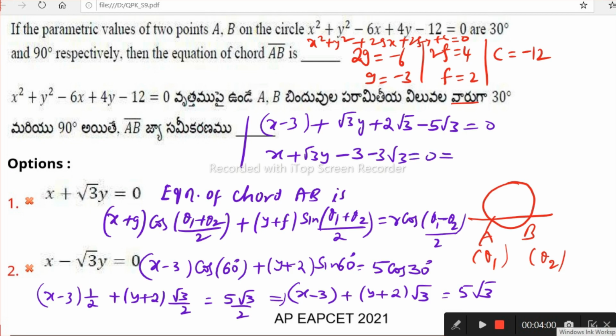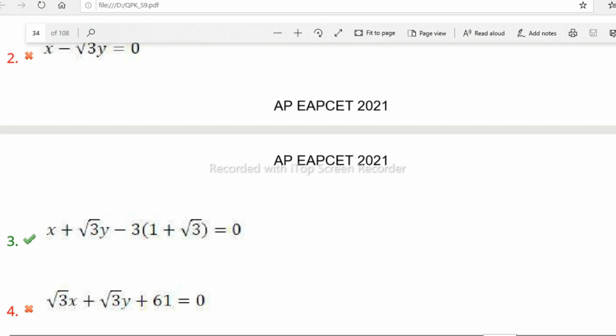Finally we get x plus root 3y. From the last two terms, taking minus 3 common, we get 1 plus root 3, equals 0. This is the AB chord equation that we need. Let's check which option it is. The first 2 options are not correct, so let's see the next 2 options. What we got is x plus root 3y minus 3 of 1 plus root 3. Which option is it? Let's check. Yes, it is given as the third option. X plus root 3y minus 3 of 1 plus root 3 equals 0 is in the third option, right?